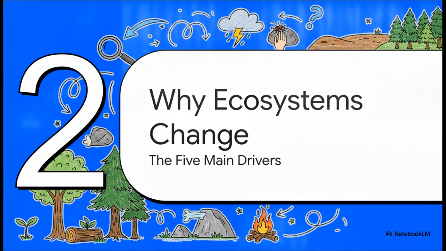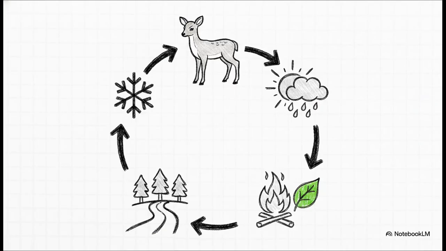Moving on to Section 2. Why do ecosystems change? Let's check out the 5 main drivers. So what actually causes all these changes to happen in the first place? Well, there are basically 5 main drivers pushing change in any given ecosystem.